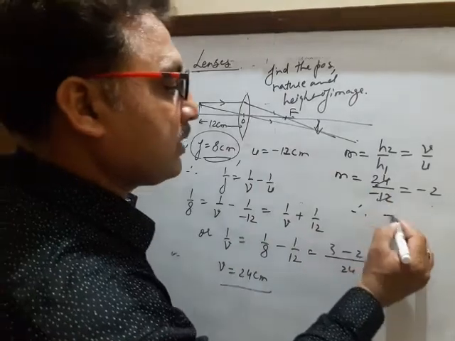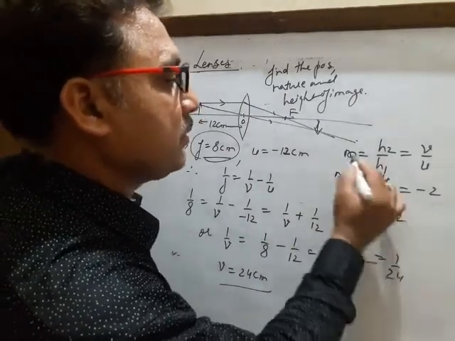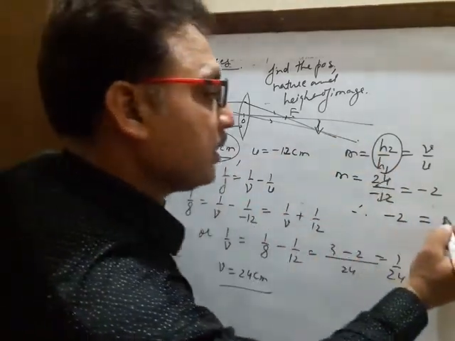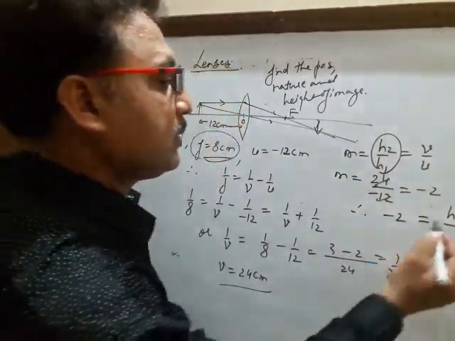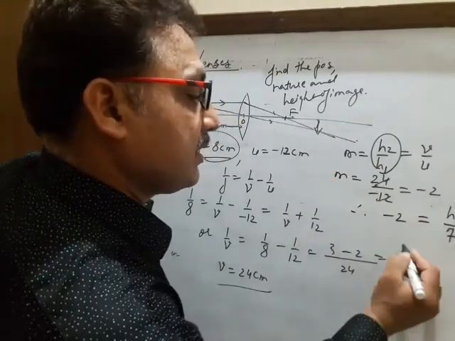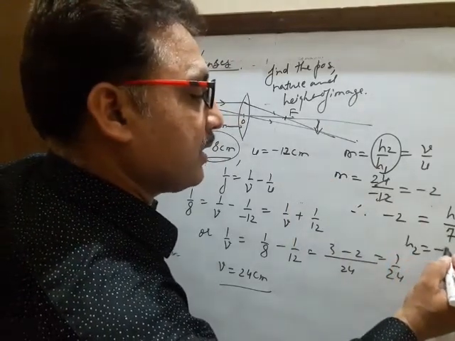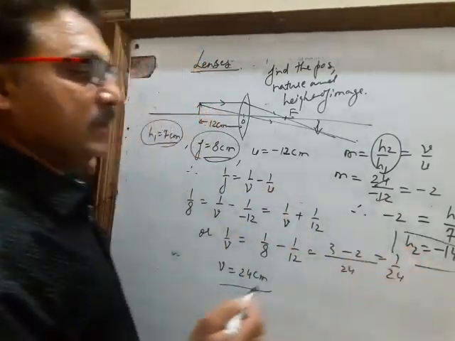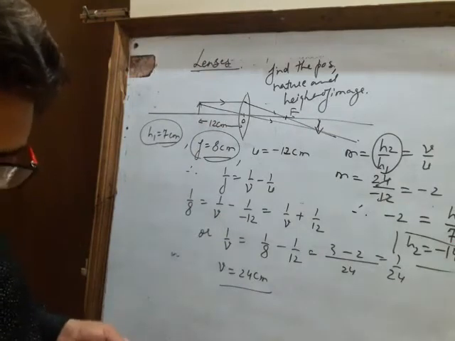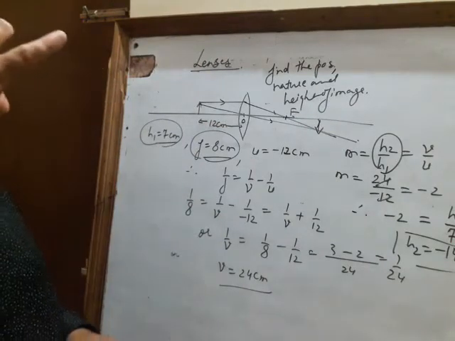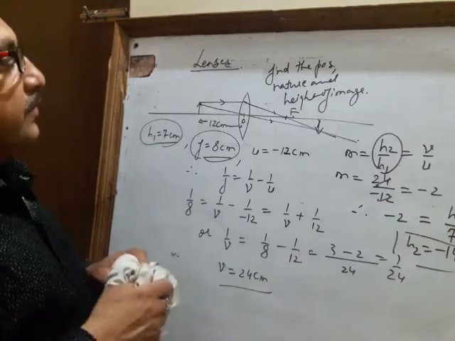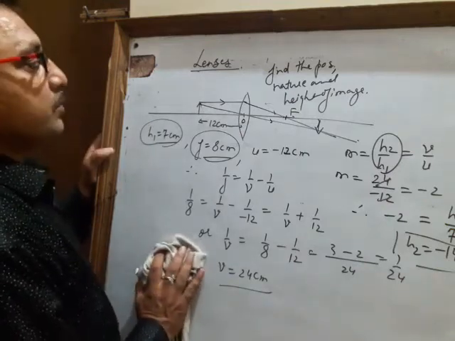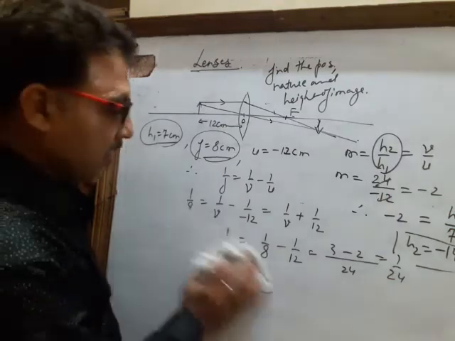So you place minus 2 in place of M, and now you use this formula, h2 upon h1. So h2, height of image, upon h1. h1 is 7. So h2 you will get as minus 14 centimeter. This is the height of the image. So this is how you have to solve the numerical on refraction in case of lenses. I hope all have followed this. Now I will rub this and take one numerical on concave lens.